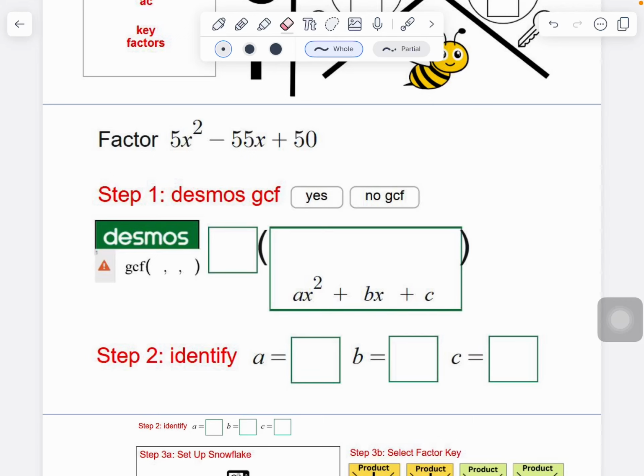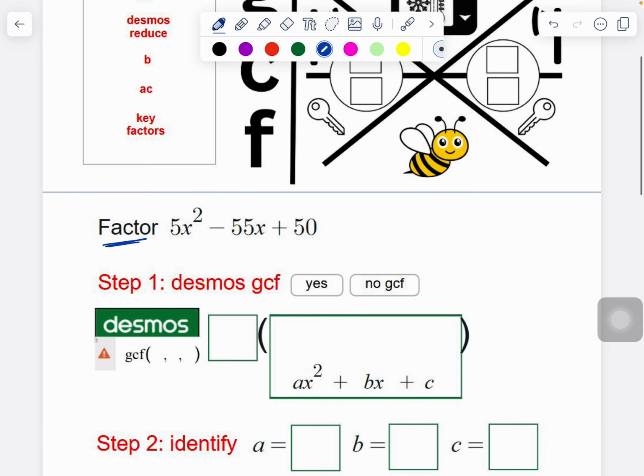Our first problem says factor. Factor 5x squared minus 55x plus 50. So when you see the word factor, we're going to use our snowflake method. So I'm going to look up here at the picture.